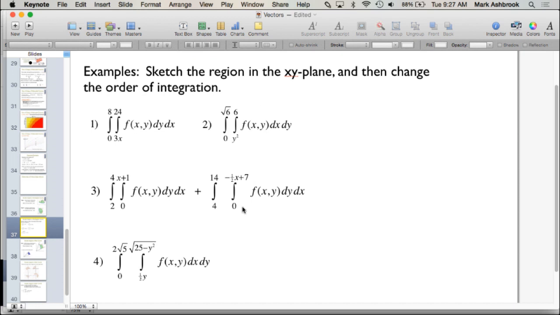Number 3: is it type 1 or type 2? Type 1. So the functions are going to be functions of x, taking us bottom to top first, and then left to right. So from 0 to x plus 1. We'll just sketch x plus 1.